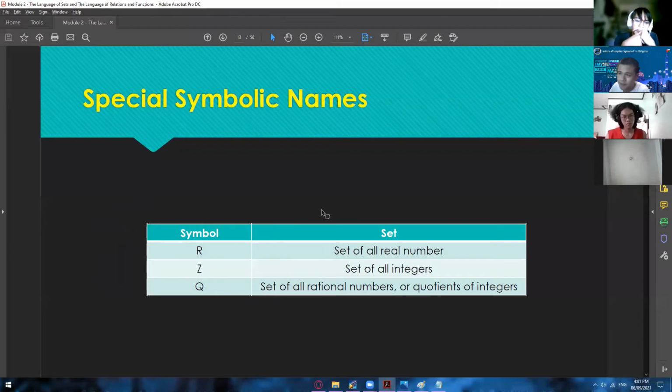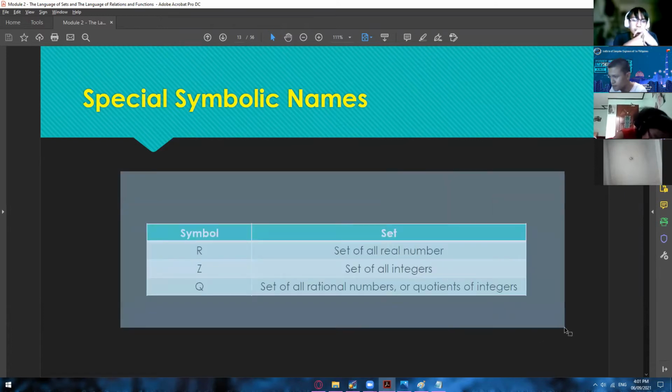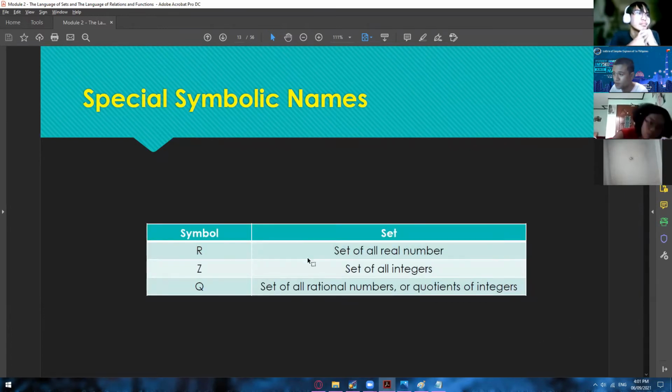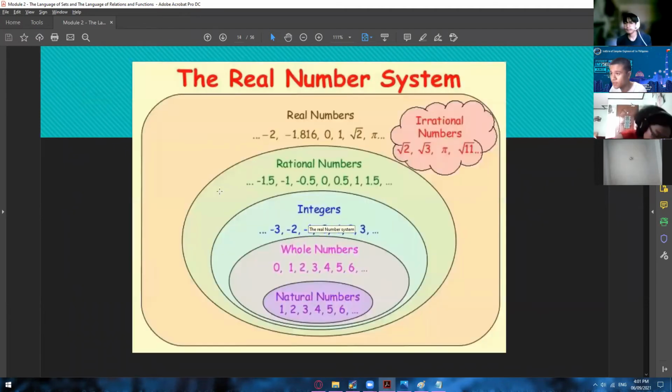Let's talk now about special symbolic names. R stands for the set of all real numbers, Z is the set of all integers, and Q is the set of all rational numbers, or quotients of integers. If you are confused about what real numbers, integers, and rational numbers are, I have prepared this one from the internet. This one is super perfect when it comes to real numbers.